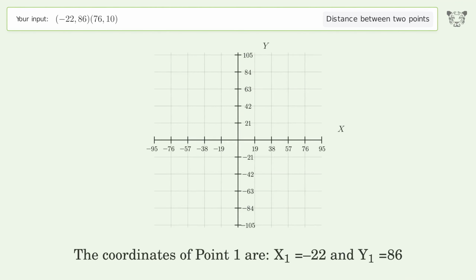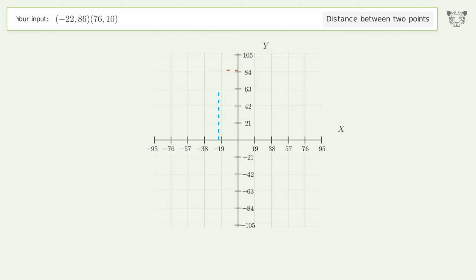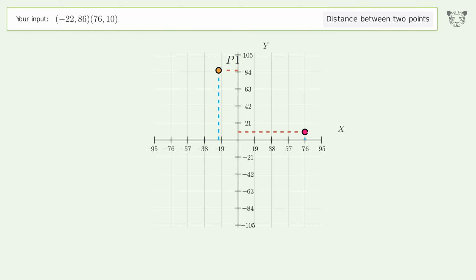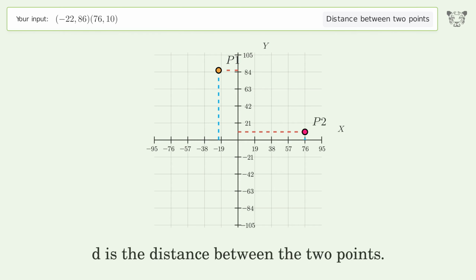The coordinates of point 1 are, x1 equals negative 22 and y1 equals 86. The coordinates of point 2 are, x2 equals 76 and y2 equals 10. D is the distance between the 2 points.